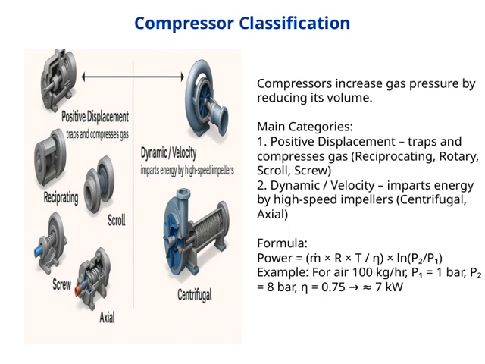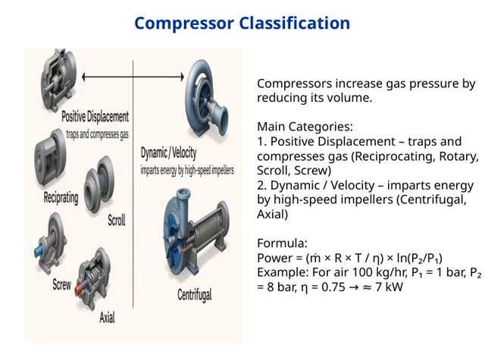These compressors work by trapping a certain volume of gas and then compressing it. Examples include reciprocating, rotary, scroll, and screw compressors. The second category is dynamic or velocity compressors. These impart energy to the gas through high-speed impellers, and typical examples are centrifugal and axial compressors. Understanding these categories helps us choose the right compressor for specific applications.